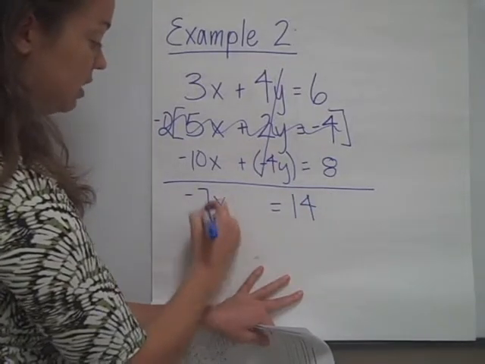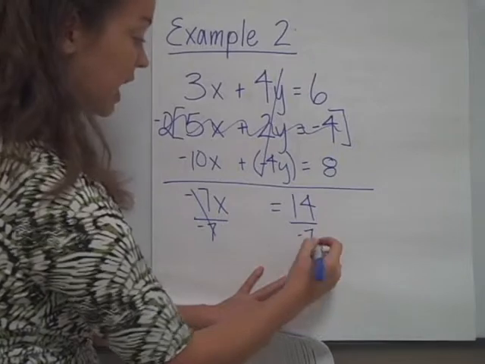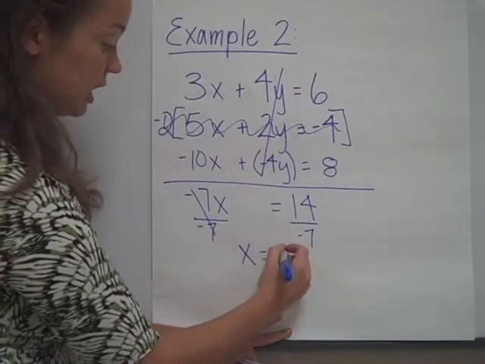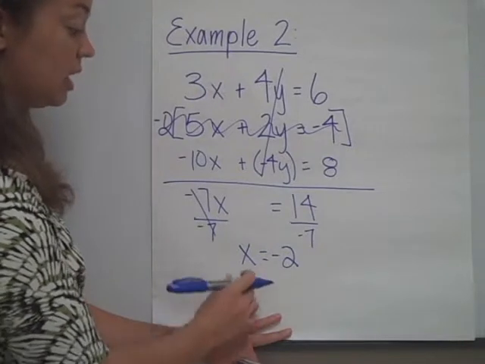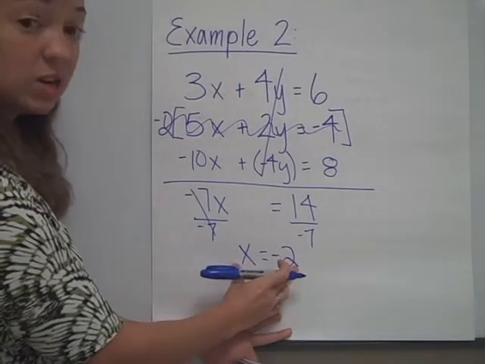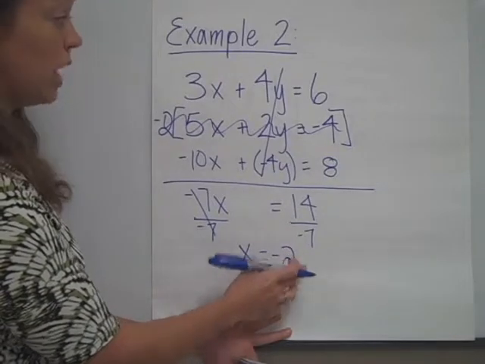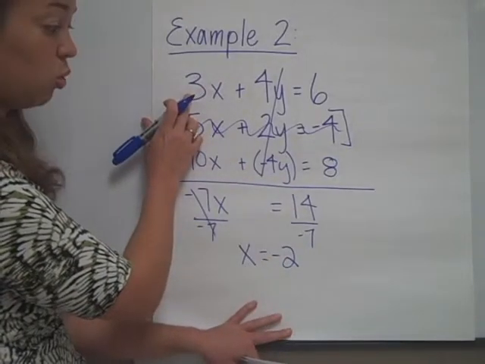Dividing by my 7, I can solve for x. So in this case, x equals negative 2. Now I still need to solve for y because I do not have an ordered pair. So I take my x equals negative 2 and I'm going to substitute it back in my top equation.